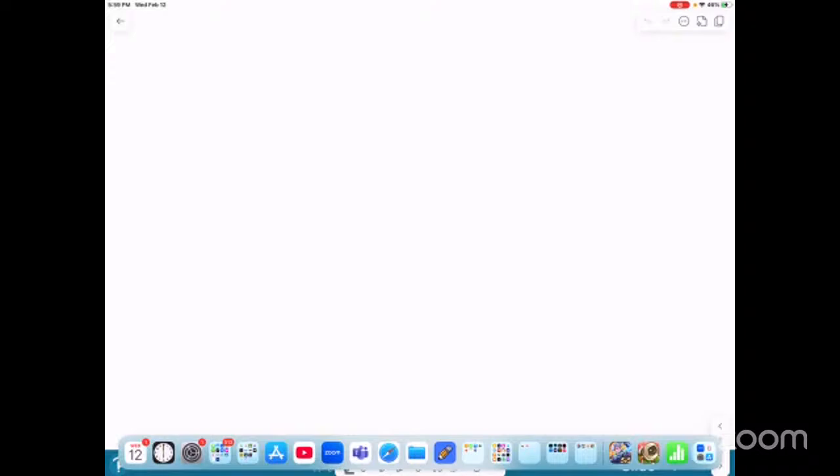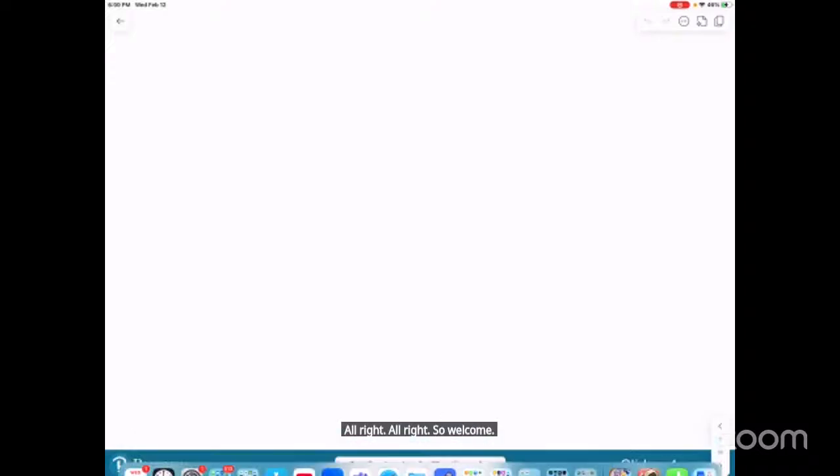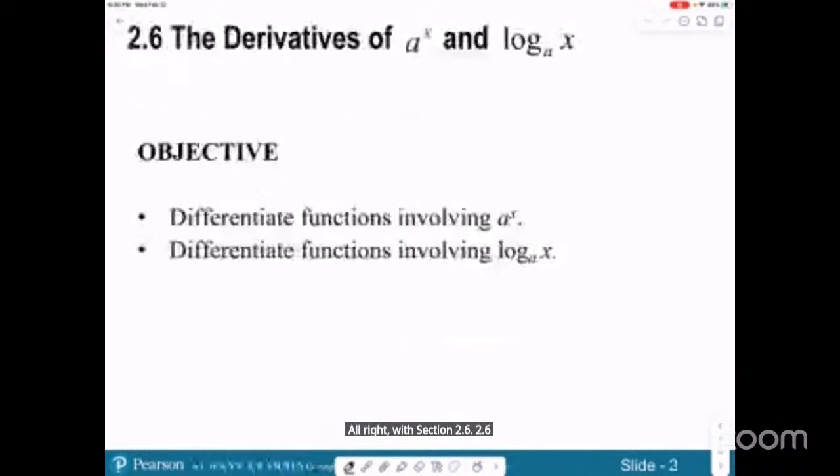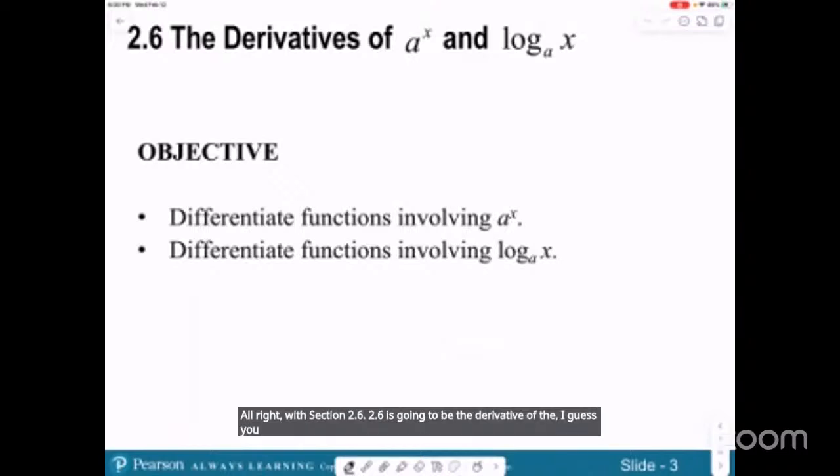All right. So welcome, gentlemen. Today we'll be closing out chapter 2 with section 2.6. Section 2.6 is going to be the derivative of the general exponential and the general log function, or the common log function.